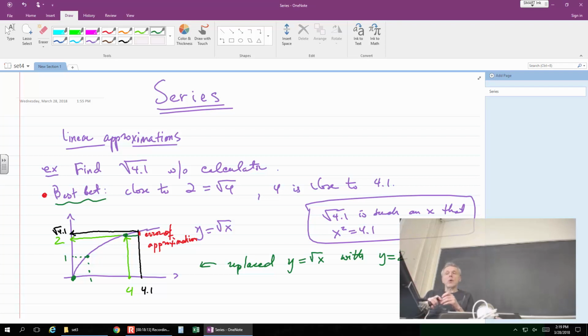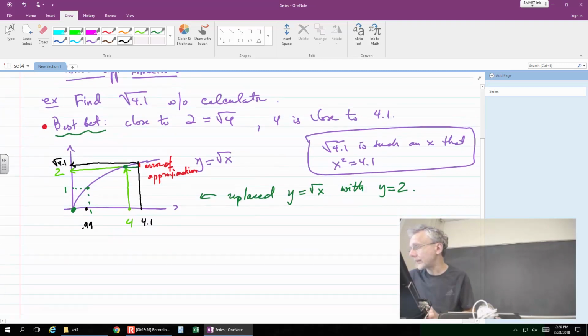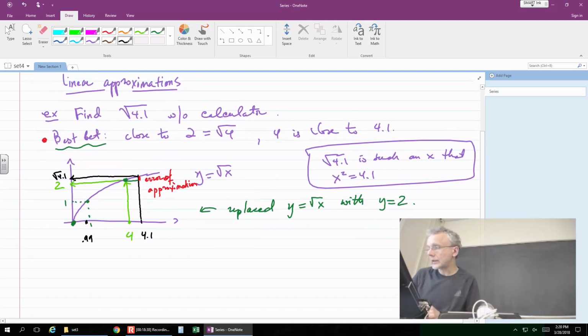When my number is close to 1, say maybe I have 0.99, my estimate of the square root will be 1 again, and so on. But it means that we ignore whatever is happening in between. And that's why we get some kind of error. So that's the idea on the lowest level.